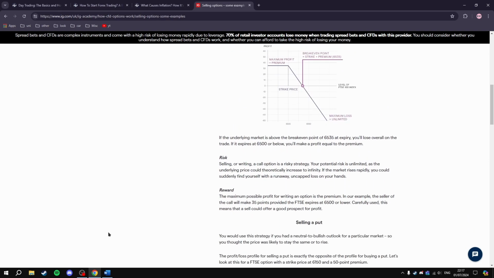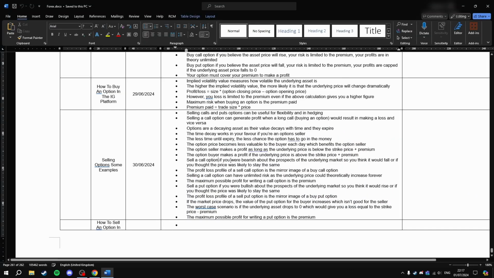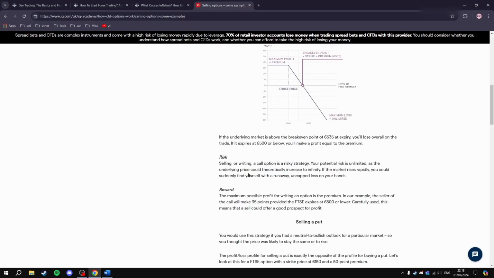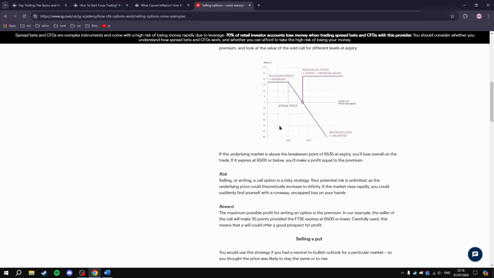I went through the example. Selling a call option if you're bearish about the prospects of the underlying market, so you think it would fall, or if you think the price is likely to stay the same. The profit loss profile for a sell call option is a mirror image of the buy call option.